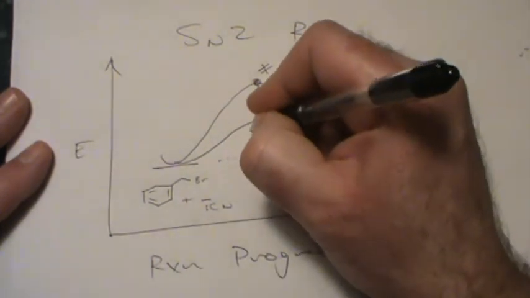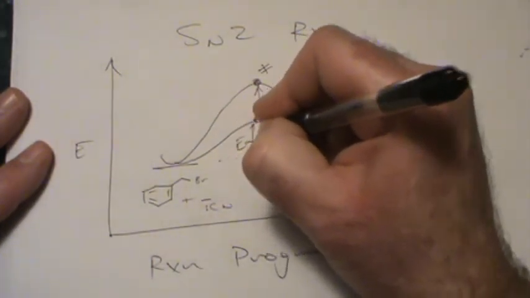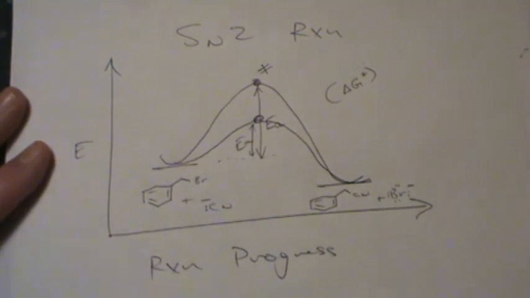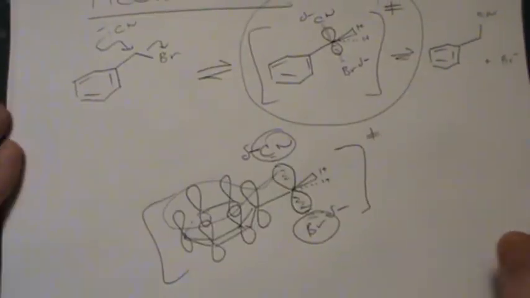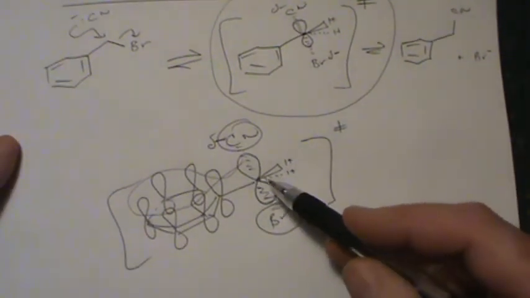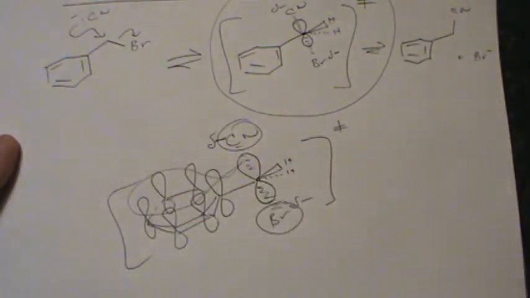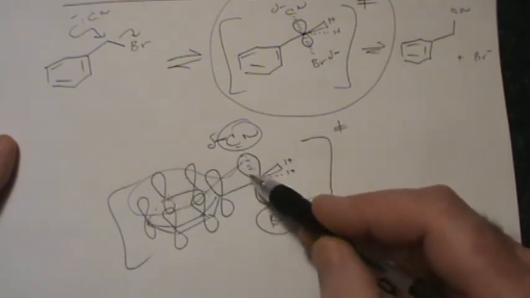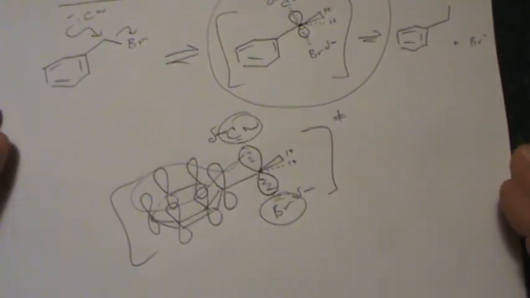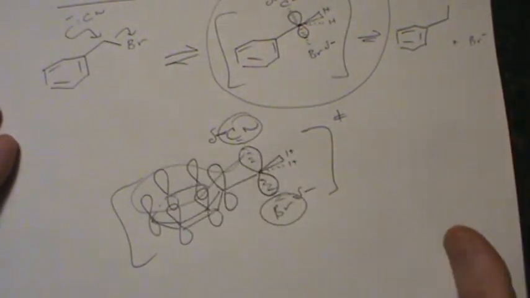now my new activation energy is much lower than it was initially. The reason it's dropped down is because the transition state is more stable than it might otherwise be in this benzylic system. Why is it more stable? Because it's conjugated. It's a conjugated transition state. It's a transition state with a conjugated pi system. So that's one of the effects of chemical conjugation.